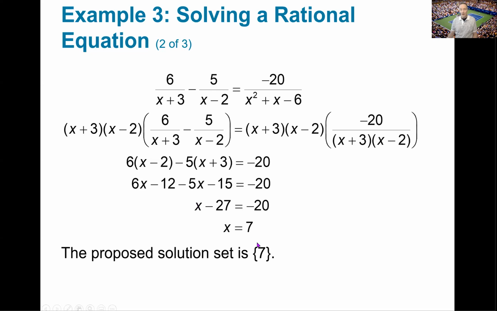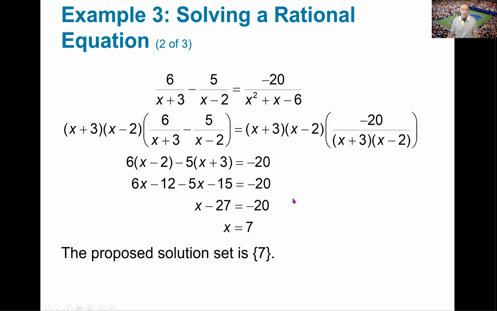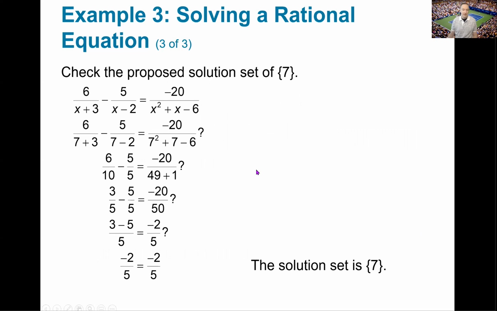Now, I know that x equals 7 is not one of the restricted values. So I'm certain that's a solution. I'm confident I've done the problem correctly. But just to make sure, I went ahead and checked it again. So if you want to, you can always check the proposed solution. I can say, I'm sure the answer is 7.